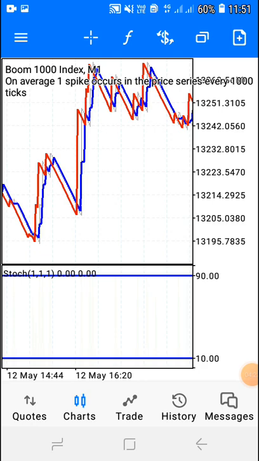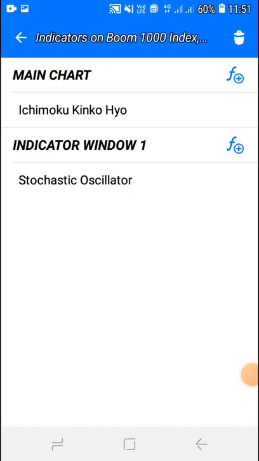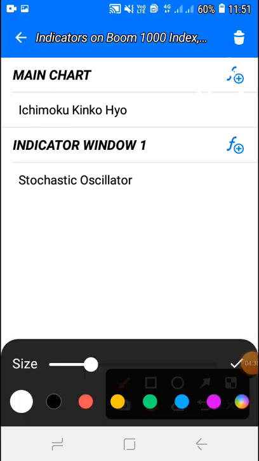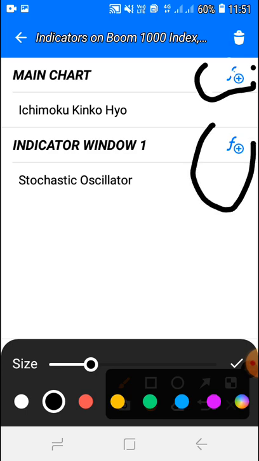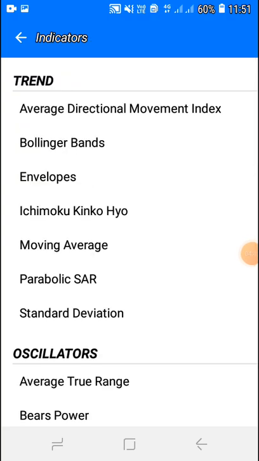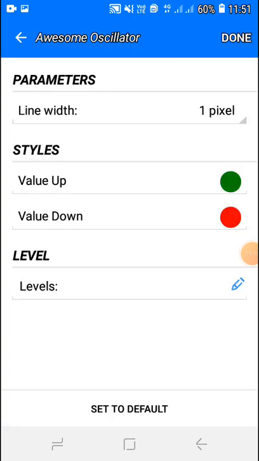So what you want to do is, after you have your Ichimoku and the stochastic, you're going to click on the F plus button again, right? You click on indicator window 1, you click over here, guys. Do not click over there. Let me just make this black. Do not click over here, click over here, okay? Click on indicator window 1, you add your awesome oscillator.